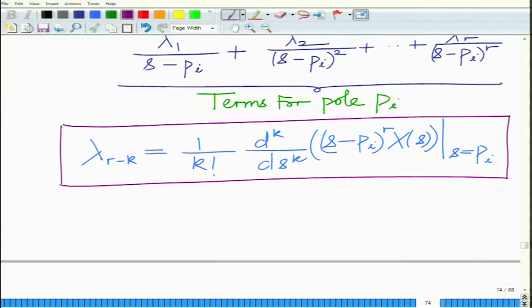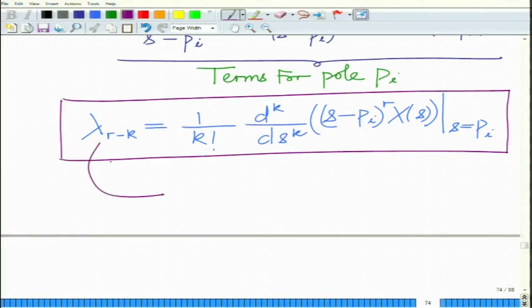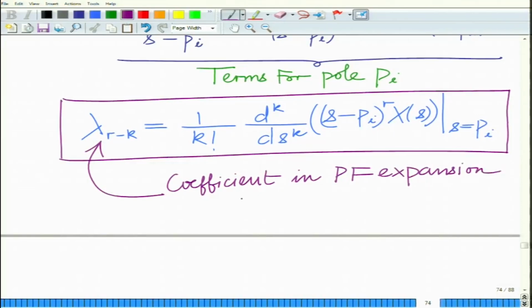Okay. So this is basically the expression for the coefficient in the partial fraction expansion of Xs, the rational function of s. Alright, so that takes care of the various scenarios, that is, when you have simple poles as well as multiple poles.